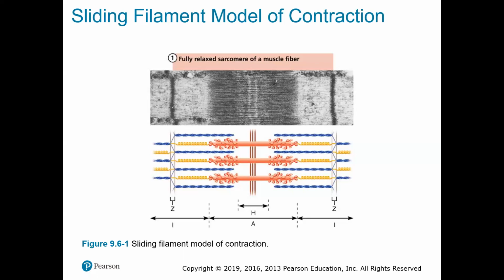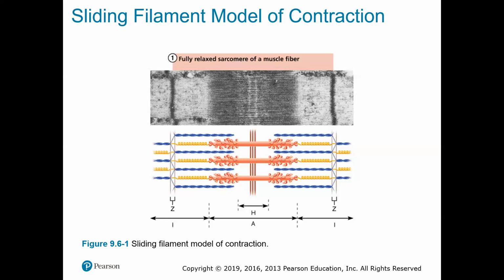At the point of contraction, the thin filaments are going to slide over top of the thick filaments. Now, the actins, which make up the thin filaments, and the myosins, which make up the thick filaments, don't change their length. They just slide over each other. The only thing that changes its length is the distance of the sarcomere from Z line to Z line. The sarcomere shortens.